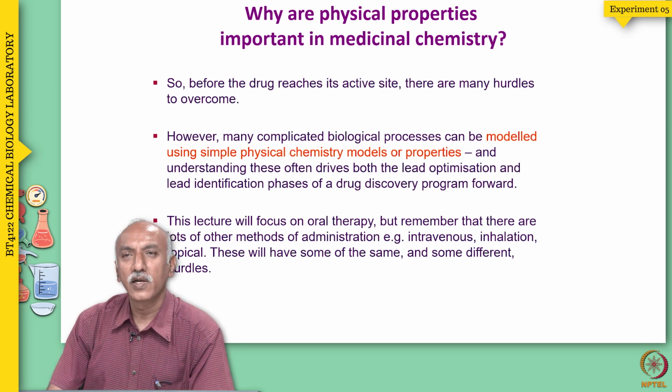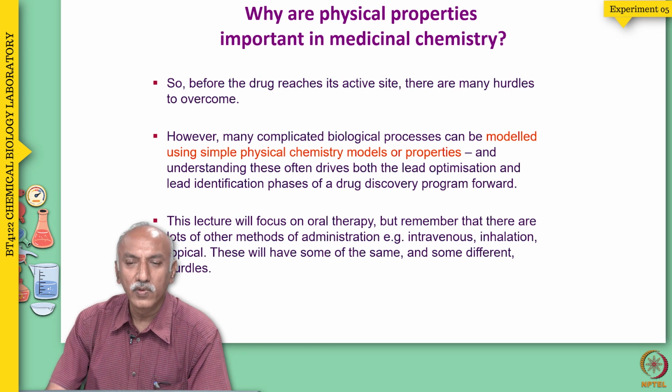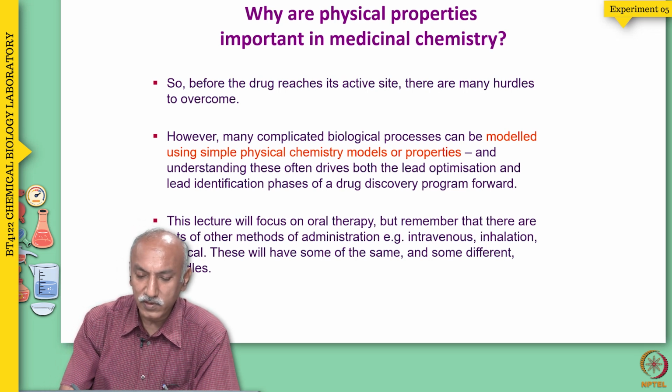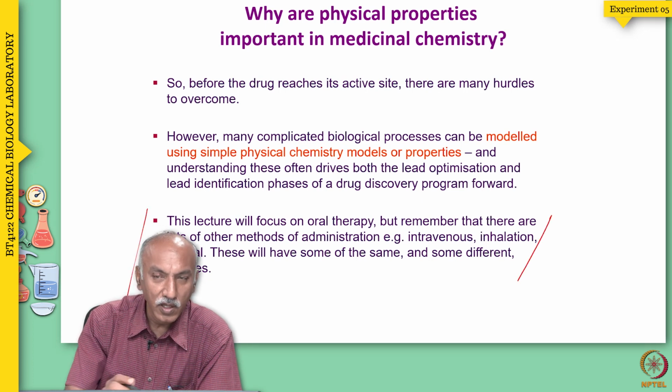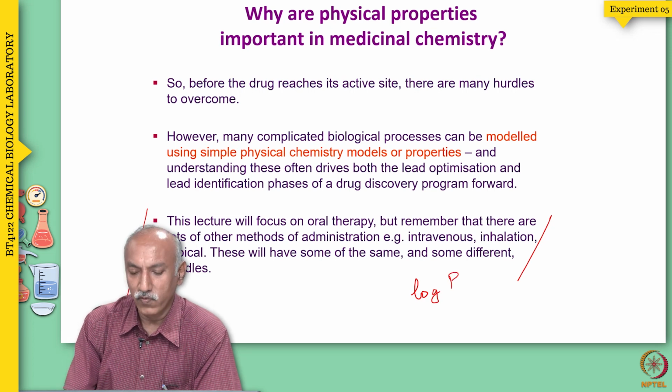Before the drug reaches the intended site, there are many hurdles to overcome, and many people are trying to model them now using simple physical chemistry models or properties. People are trying to find out how we can do lead optimization and lead identification, and take the program forward. We are not talking about inhalation or anything else. We are talking about only one thing here: how to find out the log P value. That is the only thing we wanted to find out for a drug.